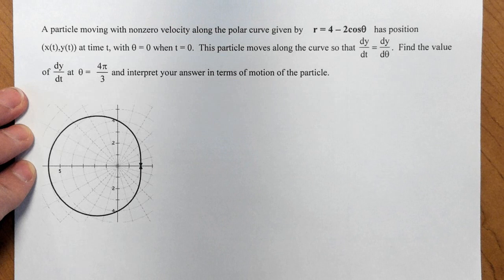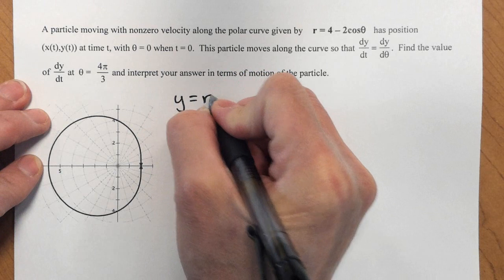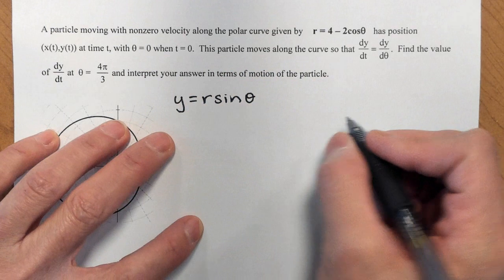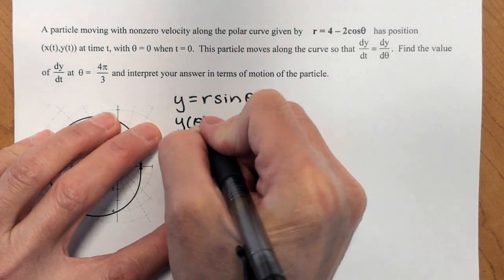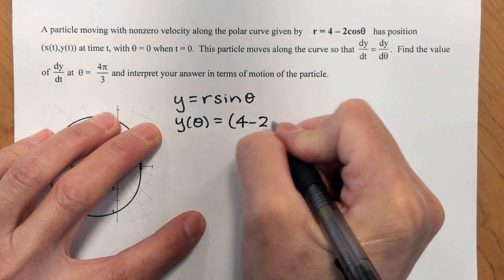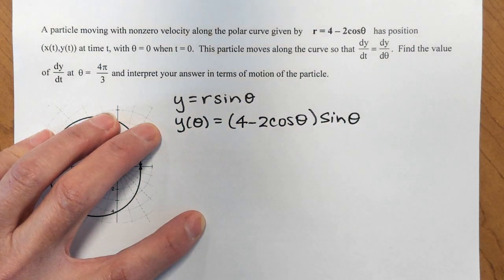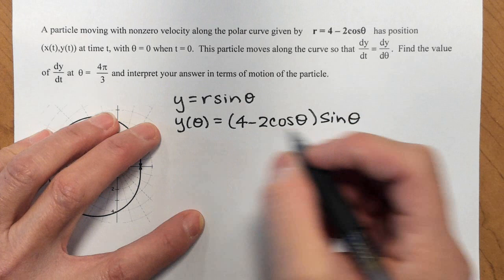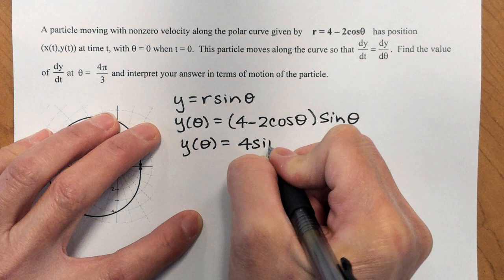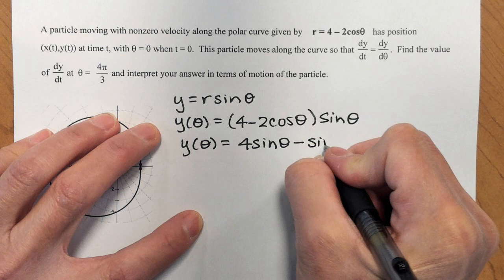And if you think back to those polar facts that I wrote out a little while ago, we know that y is r sin θ. So we can write an equation for y of θ by plugging in our r function, (4 minus 2 cos θ) sin θ. So you could do the product rule, or you could multiply this out. I think I'm going to multiply it out. So let's make this 4 sin θ, and then minus 2 sin θ cos θ, which is just sin 2θ.